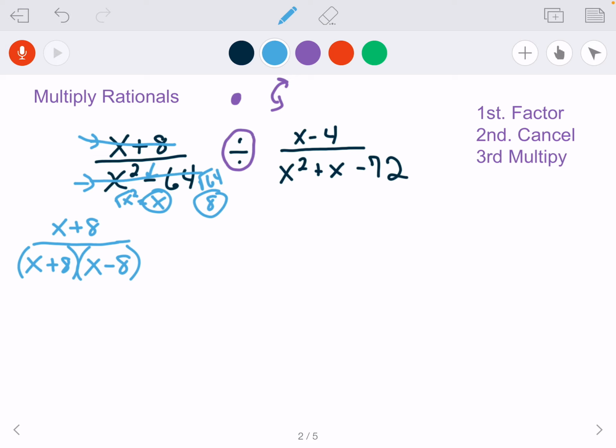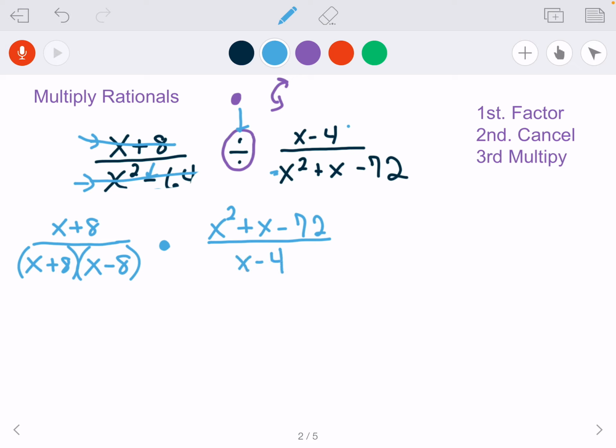So that's done. So now I'm going to bring down my division, but remember I changed that to multiplication. I'm going to get rid of this so we can see just a little bit better. Change that to multiplication, and I'm going to flip my numerator and denominator. So my denominator is x squared plus x minus 72. I write that on the numerator. My numerator is x minus 4, so I flipped it. I could have gone ahead and factored first before I flipped it, but I just want to go ahead and get that flipped so I remember to do it.